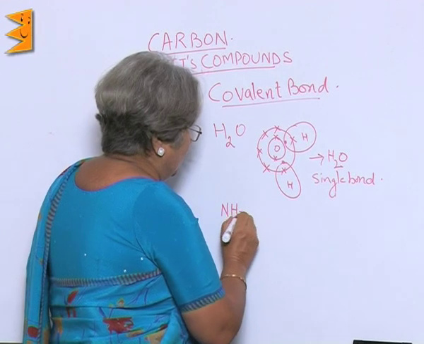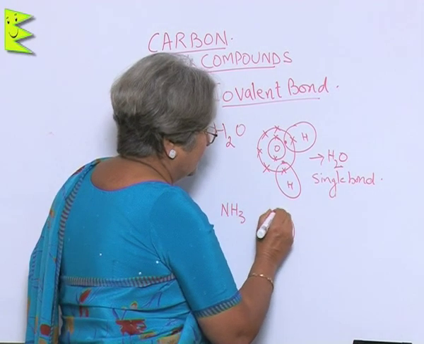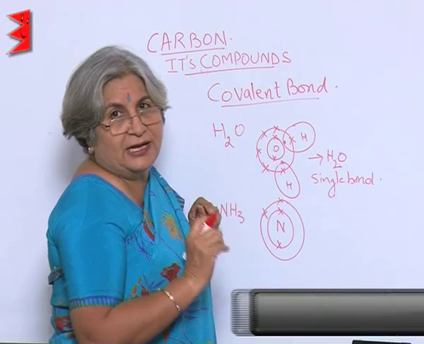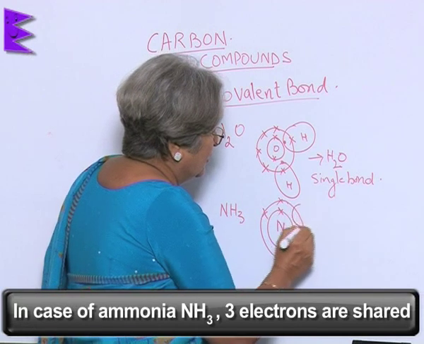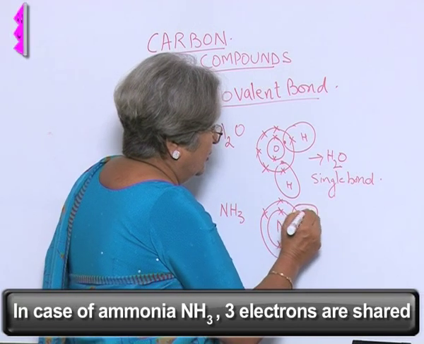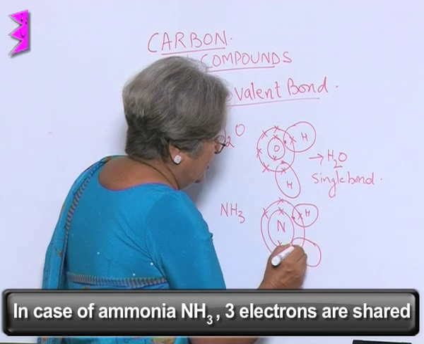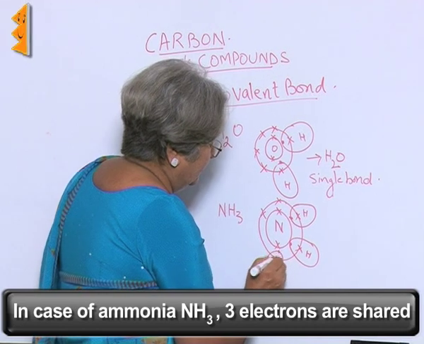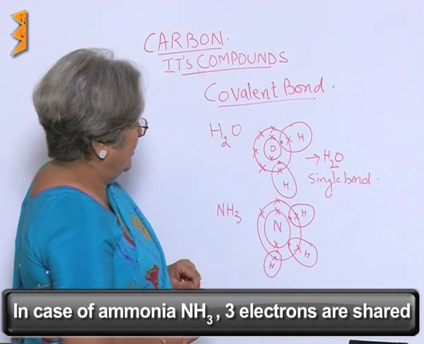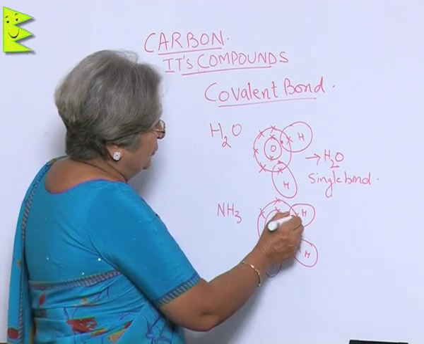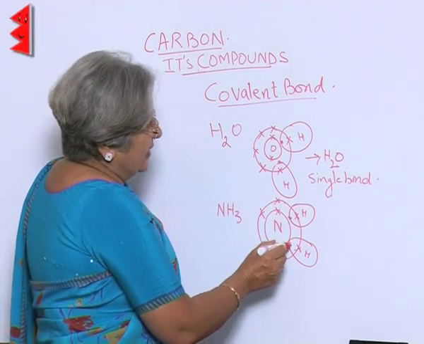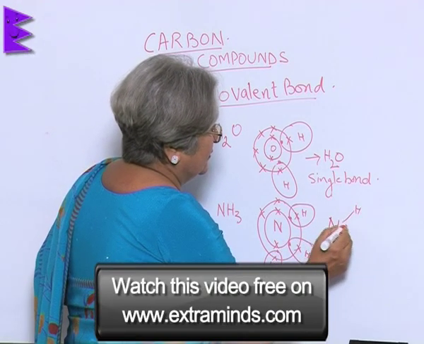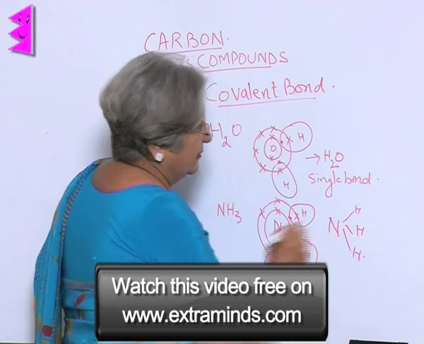Similarly, in the case of ammonia, there is nitrogen and there is a need of 3 electrons. So, 1 hydrogen, second hydrogen, third hydrogen. So, 1, 2, 3, 4, 5, 6, 7 and 8. So, it is like this. NH3.